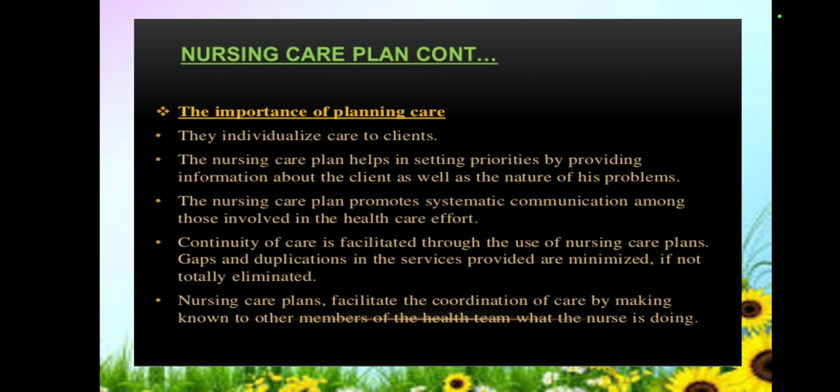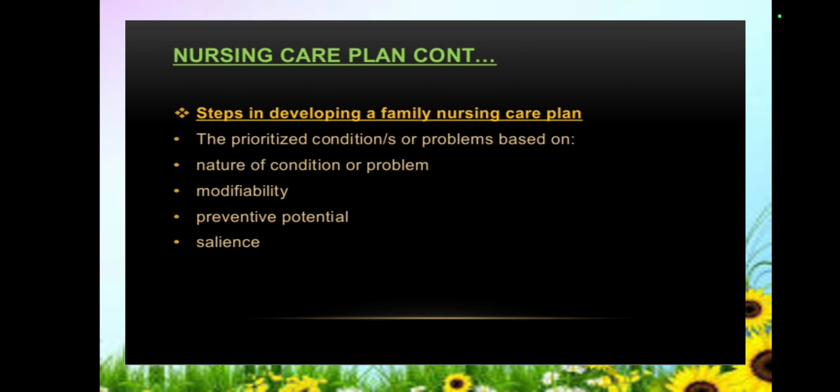So, the continuity of care is there because we have evidence that, okay, these are the services I gave them and this is my next course of action. So, there is a continuation of care. And then, nursing care plans facilitate the coordination of care by making known to other members of the health team what the nurse is doing.